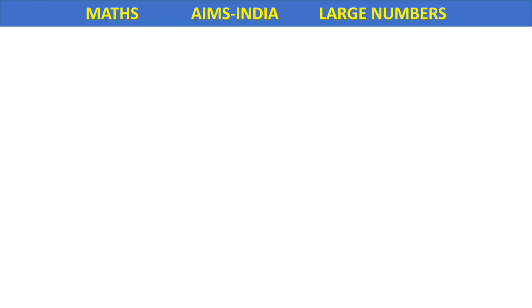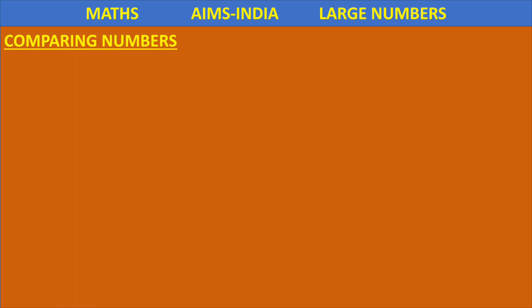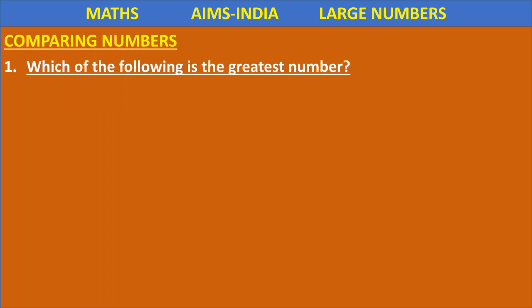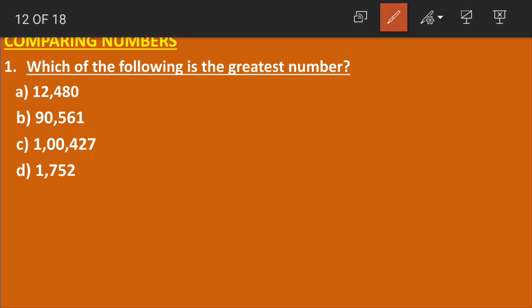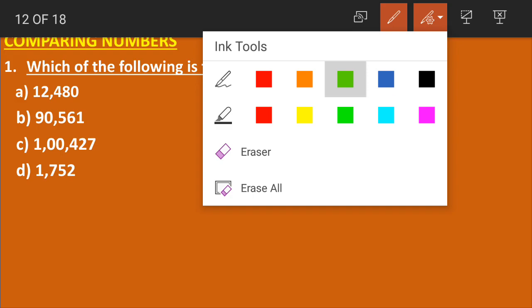What did we learn today? We learnt about comparing numbers, we learnt about ascending order and descending order. Now let us solve some questions, okay? First question is, which of the following is the greatest number? Option A, 12,480, option B, 90,561, option C, 1,04,27, option D, 1752. First if you look at the options, which is the largest number here, children?